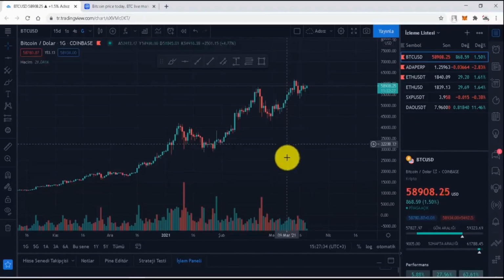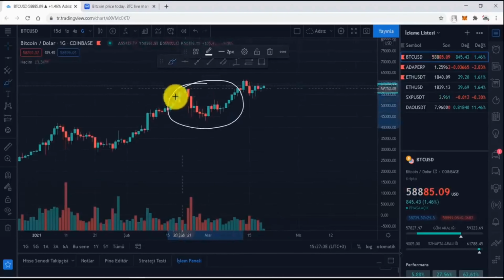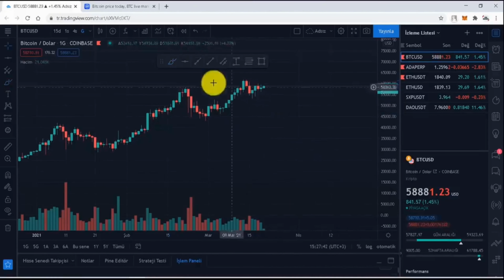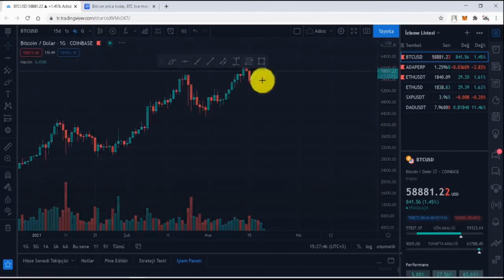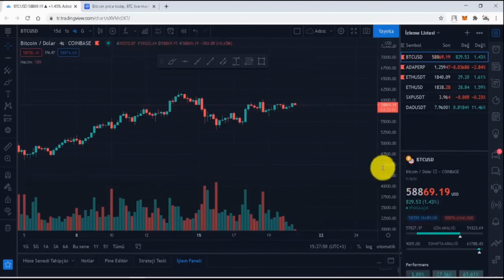Now, how do we quickly analyze Bitcoin? As you can see, there is a line here. I am drawing with this. I can mark the areas I want. Again, I can remove the drawings at 2 o'clock. Now, there are a few points I want to explain to you here. I will spend this time on the 4-hour chart. And the most important thing is our trends.